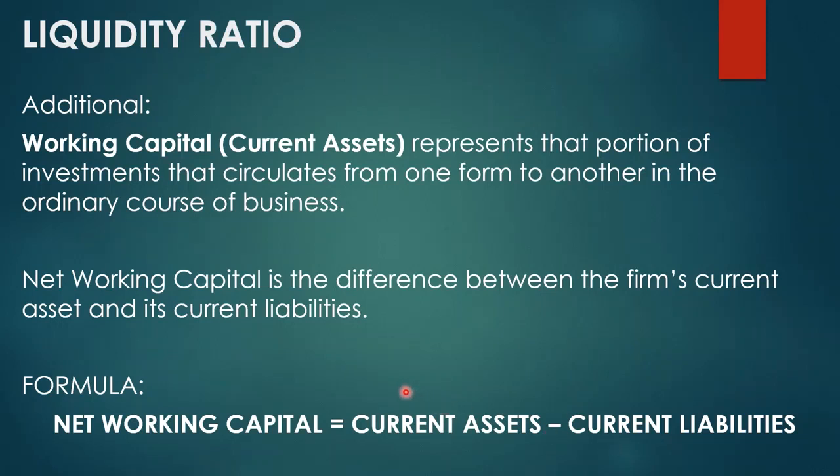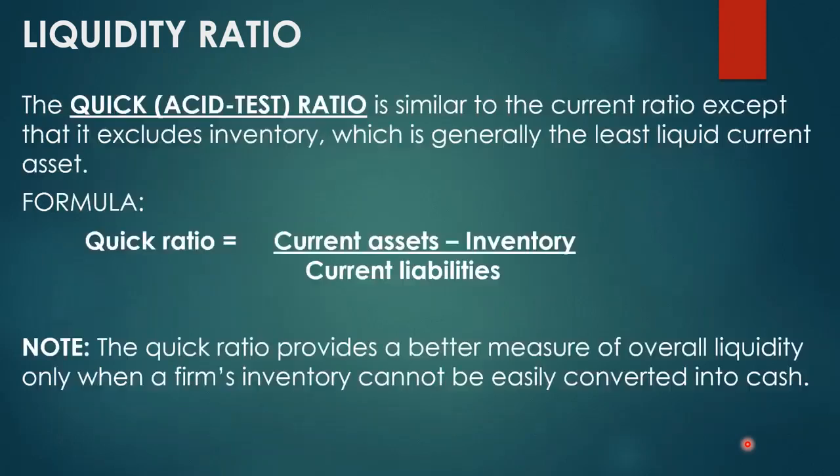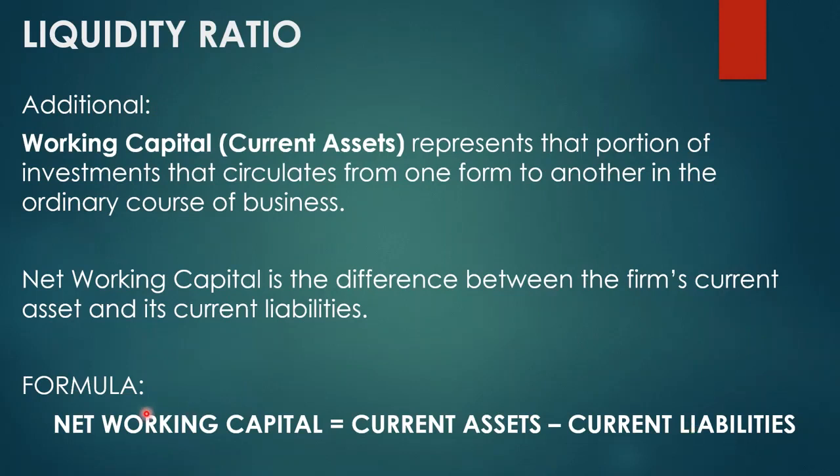Kapag negative ang lumabas dito, ibig sabihin, malaki itong current liabilities mo. Hindi enough ang current assets para ma-cover ang current liabilities. So, pinapakita lang ito ng more information about the liquidity of the firm. So, current ratio, quick asset ratio, and additional note lang kay net working capital.